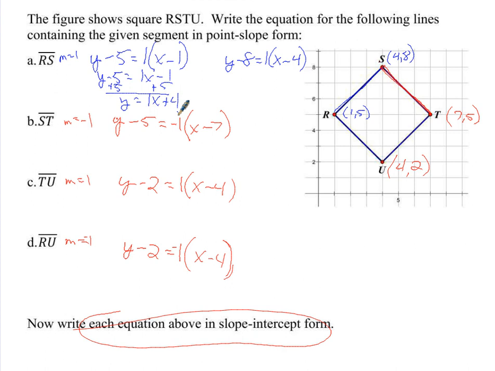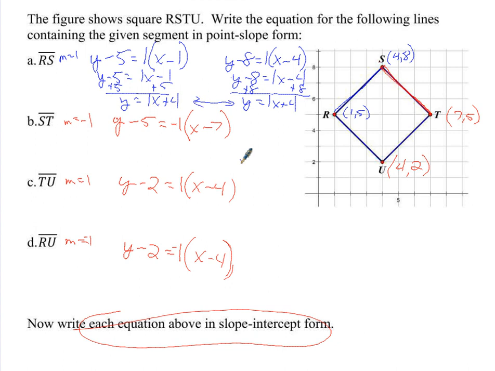If I put the other one in slope-intercept form now, I have to distribute the 1, and I have y minus 8 equals 1x minus 4. And then this time I'm going to add 8 to both sides, and I get y equals 1x plus 4, or just x plus 4. Notice that we got exactly the same slope-intercept form.